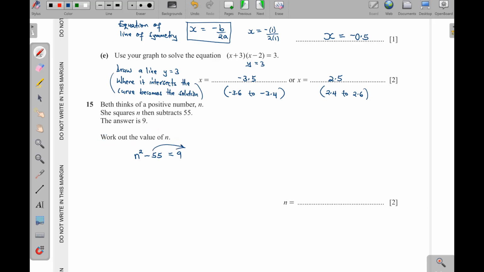So take this on this side. We shall have n squared equal to 9 plus 55. And this one becomes 64, doesn't it? Then n is going to be the square root of 64. Remember, it can be plus or minus. Whenever you take a square root, you have plus or minus. Then n is equal to plus or minus what? 8. But they said she thinks of a positive number n. That means that number is going to be positive what? 8. You see that?